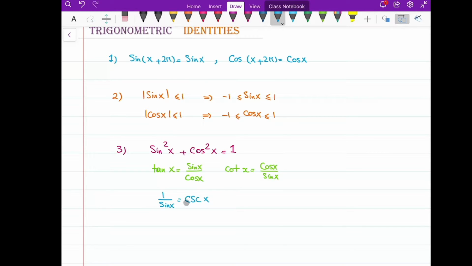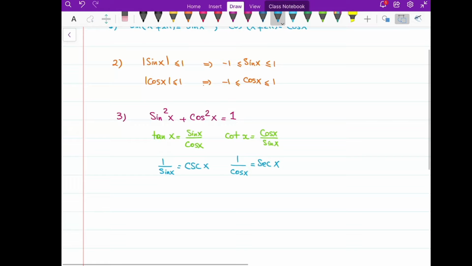For example, if I ask you what is cosecant of pi over 2, you say cosecant of pi over 2 is 1 over sine of pi over 2. Sine of pi over 2 is 1, so cosecant of pi over 2 is going to be 1. There is another trigonometric function that is called secant of x. So secant is going to be defined as 1 over cosine of x. Secant is 1 over cosine. Cosecant is 1 over sine. Okay, what else?